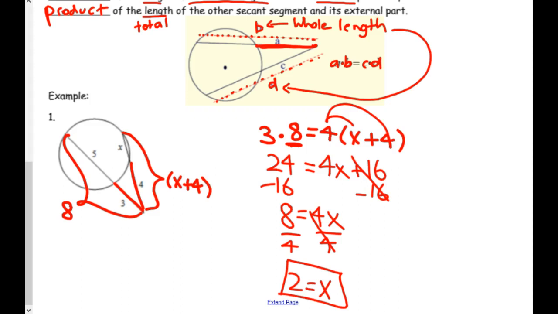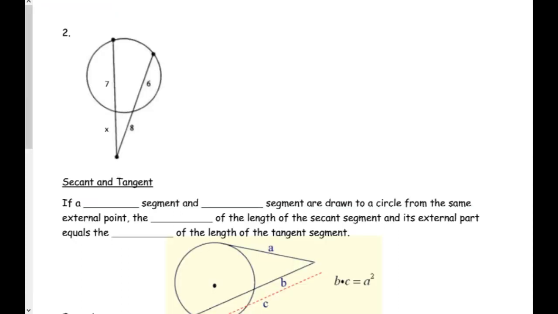So do you see how the secants can be a little bit more involved? Let's try another example on the next page. If you need a second to get this down, get it down now. You've got like 10 seconds. But we're on the next page now. On number 2. Here we go. All right. So on number 2.